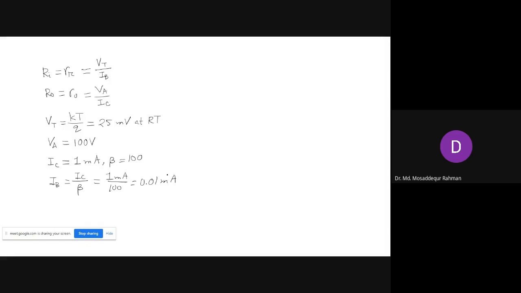Any question, guys? So we assume some typical values to calculate the input and output resistances for the common emitter amplifier. Now Vt is 25 millivolt and Ib is 0.01 milliampere, right? So what will be the value here?